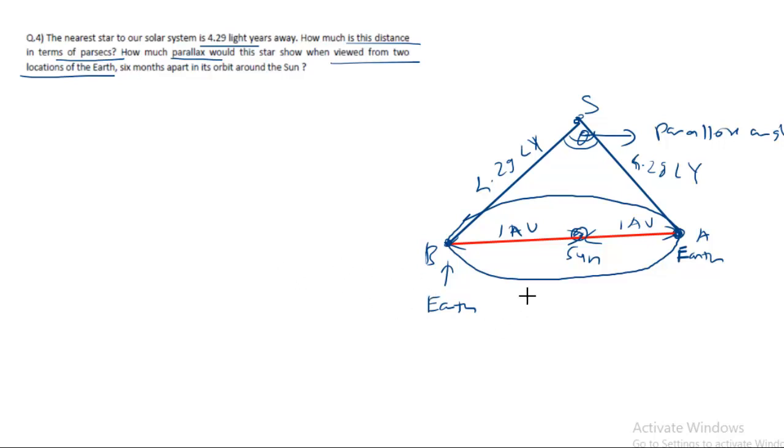Now we have to represent 4.29 light year in parsec. Parsec is another unit of distance. Again, light year and parsec are used for celestial distances, the distance between two celestial bodies like Sun and Earth, Earth and Moon and so on. So we have to convert the light year into parsec. So first convert the light years into parsec.